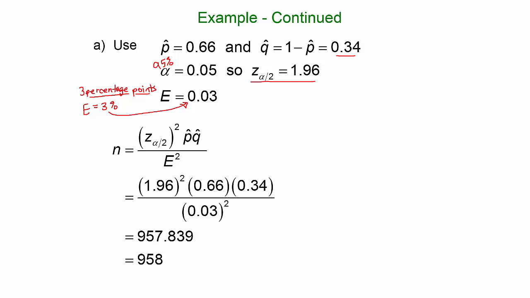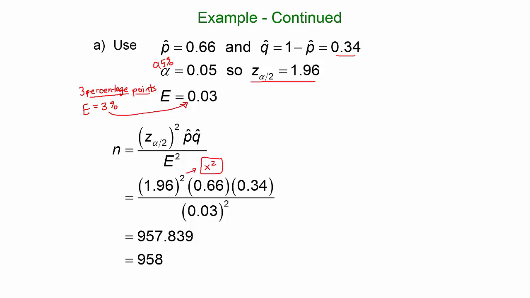So the formula for n is critical value squared times p-hat times q-hat divided by margin of error squared. So we have 1.96 squared. To access that, you just hit the x squared button on your calculator. We're multiplying that by 0.66 times 0.34 and then divided by 0.03 squared. Now this answer is not a discrete answer. It's 957.839, and so we don't use normal rounding rules here.